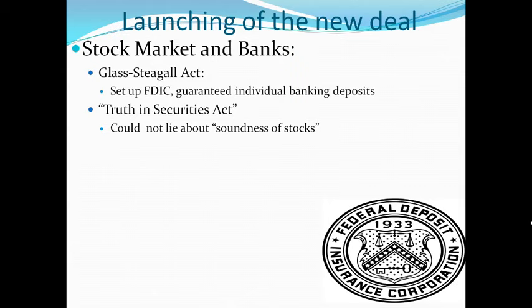And then we have the Truth in Securities Act, which is that businesses or companies could not lie about the soundness of stocks. What a lot of businesses would do was they were being dishonest about their stocks because they wanted more people to buy them and not sell them. So even though they knew that their company was failing, or their stocks were not doing as well as they used to be, they would lie about it and say that, oh, our stocks are fine, or our stocks are doing their best right now, to kind of sell more stocks, so they cannot do that anymore.